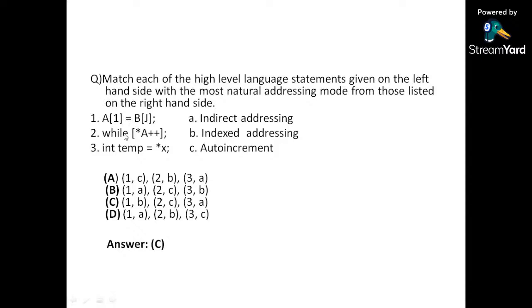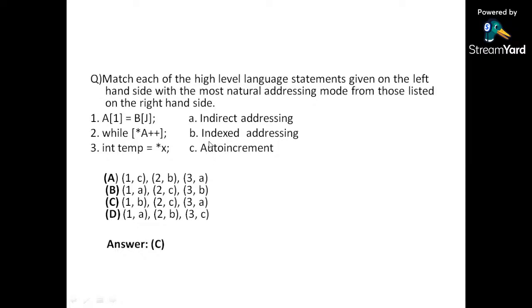What is the second instruction? While star a plus plus. What is the third instruction? Int temp equal to star x. So these are the three instructions that are specified on the left hand side. And then the name of the addressing mode is specified on the right hand side. First is indirect addressing mode, second is indexed addressing mode, and third is auto increment addressing mode.